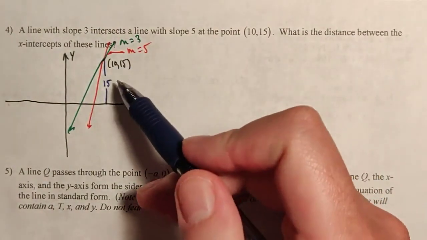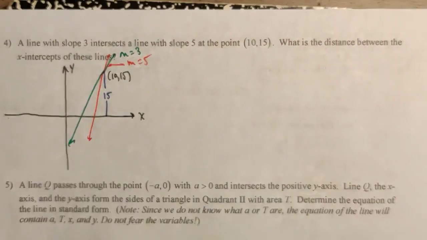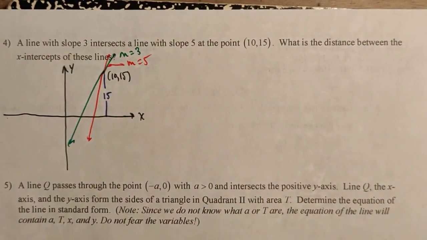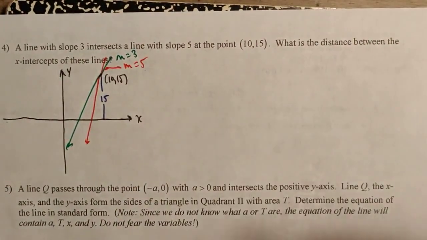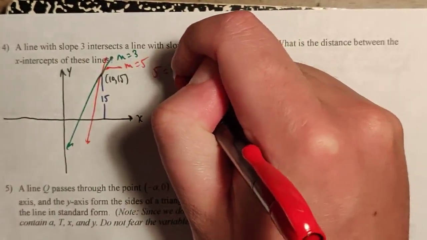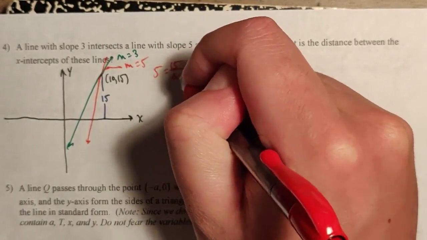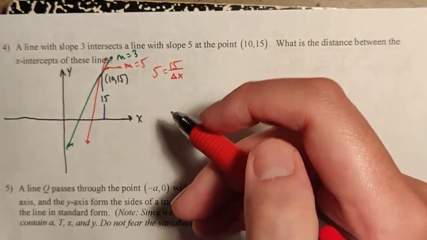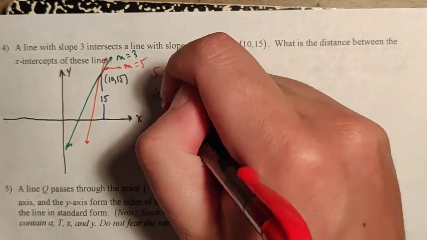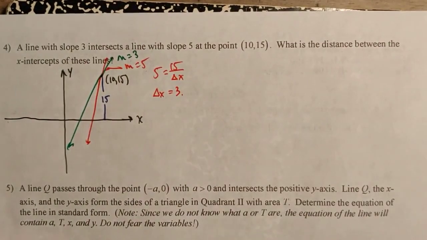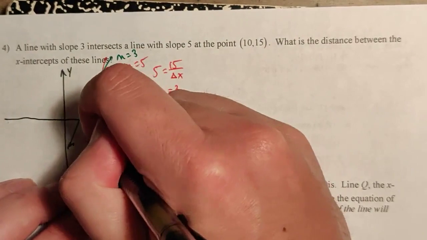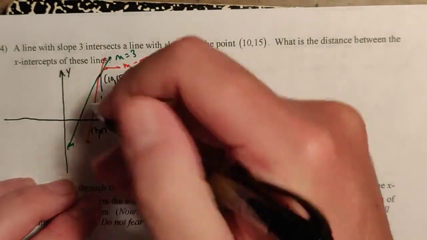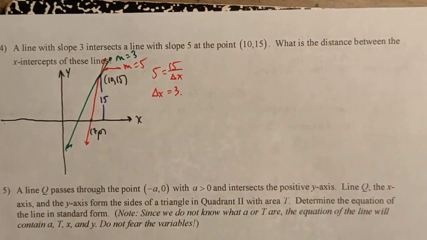So if we look at the red line, the slope is 5. Now, slope, remember, is rise over run. It's a change in y over change in x. The change in y is 15 here. So we can say that 5 is going to be equal to 15 divided by the change in x. This is for the red line, so we find that the change in x is going to be 3. So it's actually going to go 3 backwards, and 3 backwards from 10 yields the point 7. So this point down here is (7, 0) for the red line.